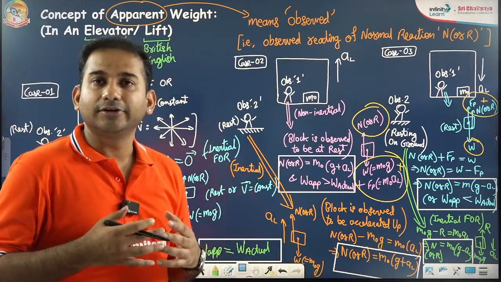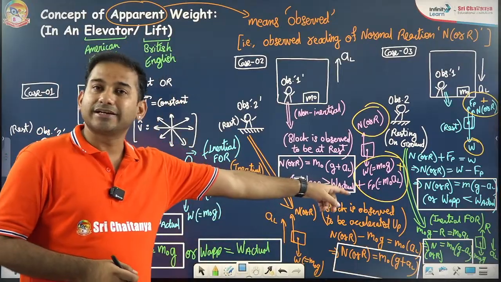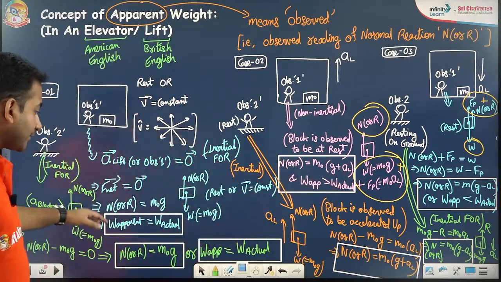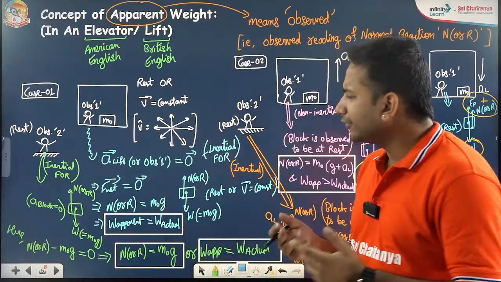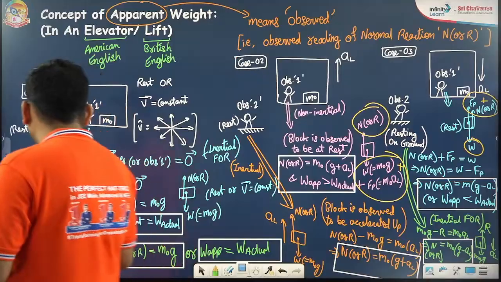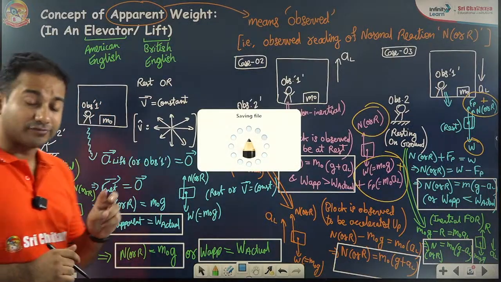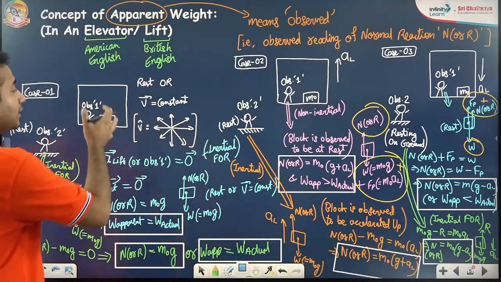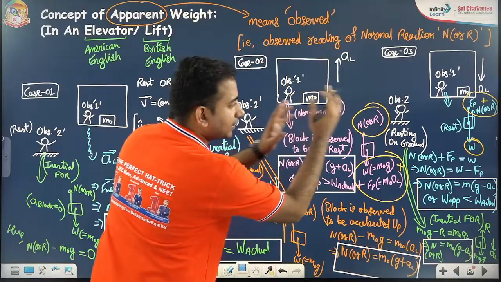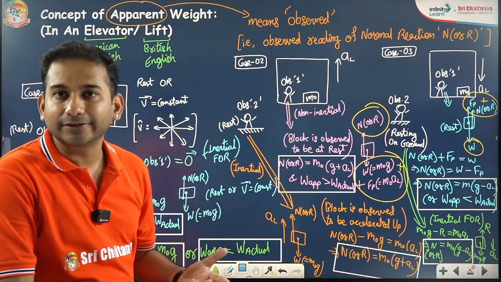Observed or feeling is more, means you feel heavier. It is less, you feel lighter. If apparent or observed weight is equal to the actual weight, you feel usual, your day-to-day life experience. I have written a lot on this slide because of two reasons. Reason number one, so you can do the clear-cut comparison in case 1, case 2, case 3, when you feel heavier, when you feel lighter.